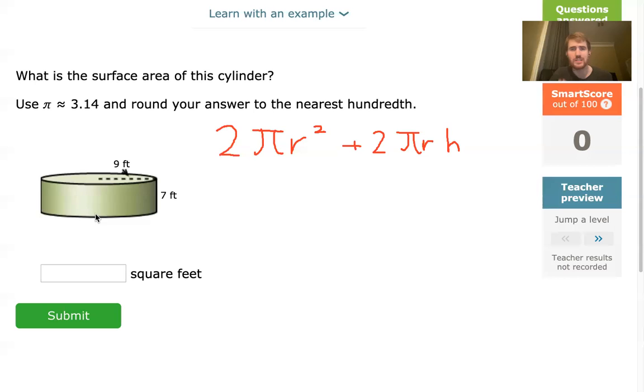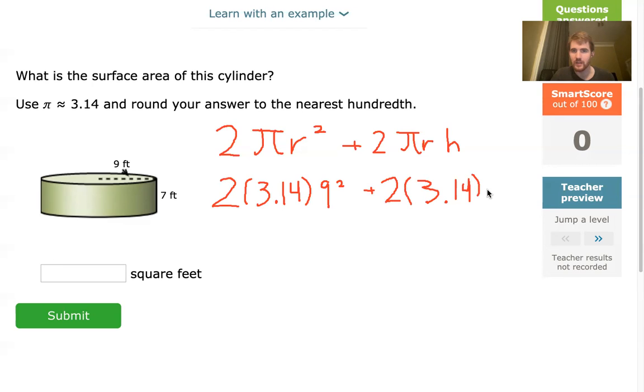And now all we need to do is substitute in and solve. So for pi, we do 3.14. For the radius, it is 9. So we have 9 squared plus 2, again, 3.14. The radius is 9, and the height is 7.